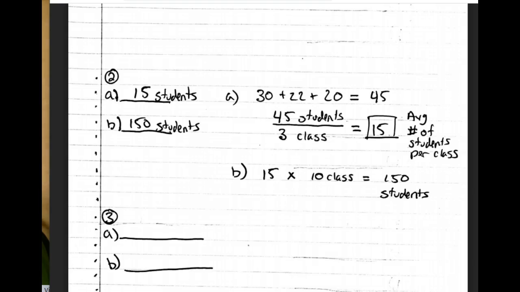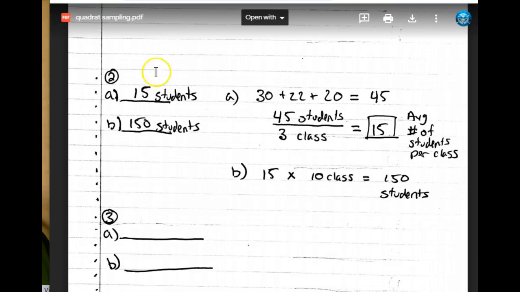So on Remind, I will put a little note right here. You're going to flood my Remind saying, Avila, you added wrong, or just put added incorrectly. 30 plus 22 plus 20 is not 45. It is 72.